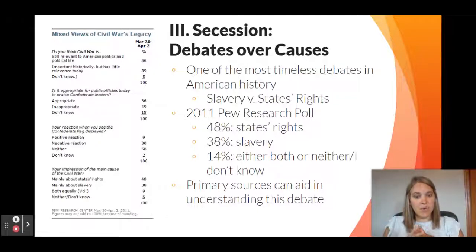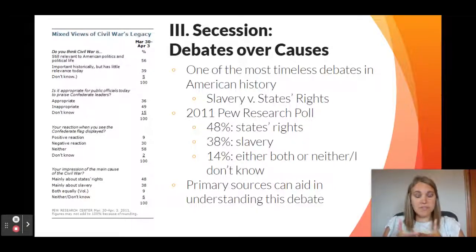What's interesting is that there was a poll done in 2011, and I've included some of the main things there on the left. But what you can see is that 48% of people who responded to this poll believed that states' rights were the reason for Southern secession.